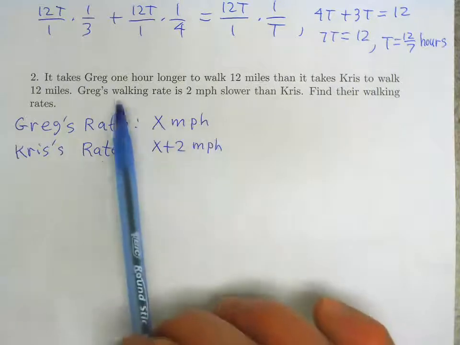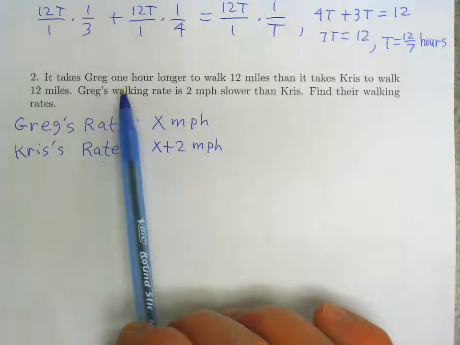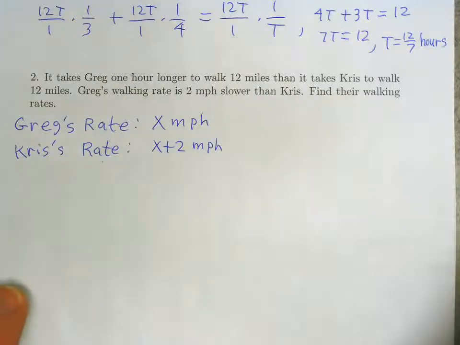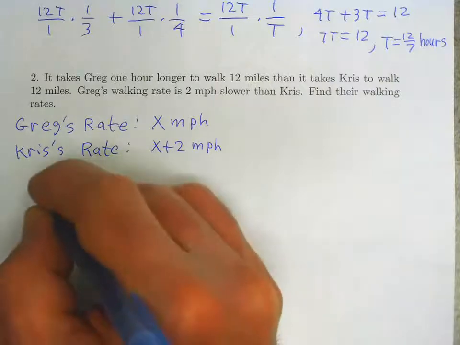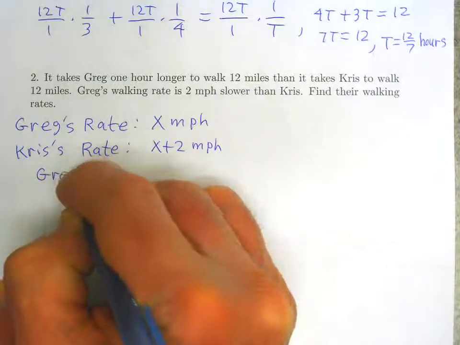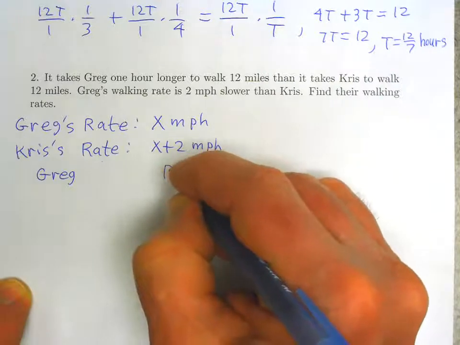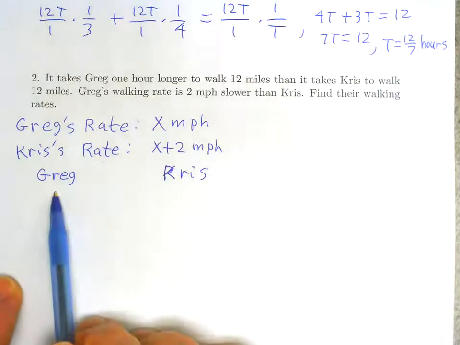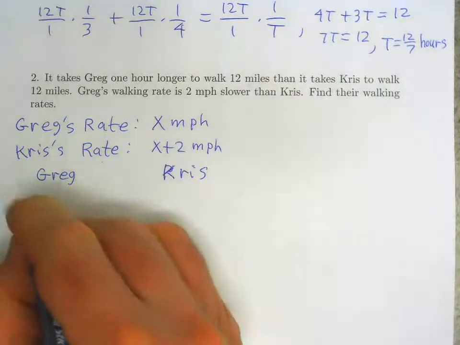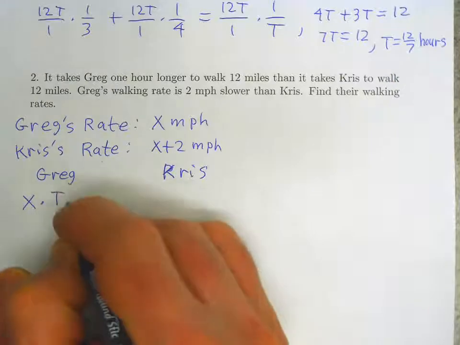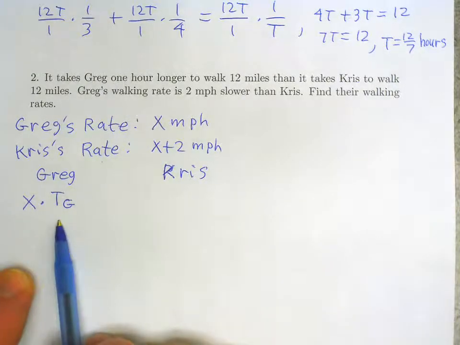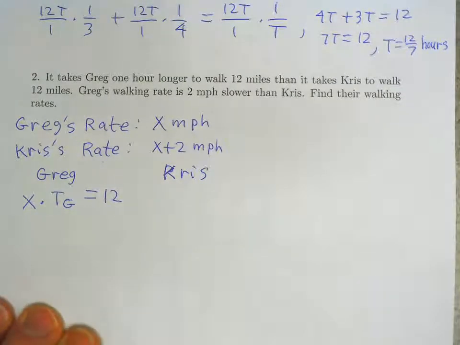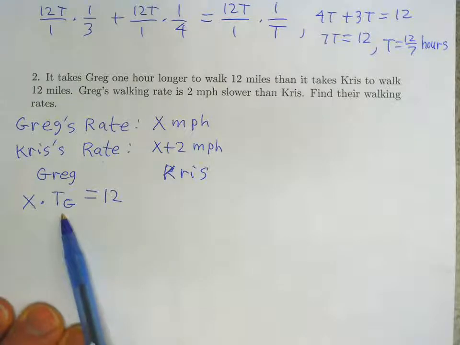Okay, the amounts of time each walks 12 miles is different, so we'll take that into account a little bit later. But for now, let's go ahead and write the rate times time equals distance equations for Greg and Chris. For Greg, X is his rate. Let's use T sub G for the amount of time it takes Greg to walk a distance of 12 miles. We don't know specifically how much time that is right now.